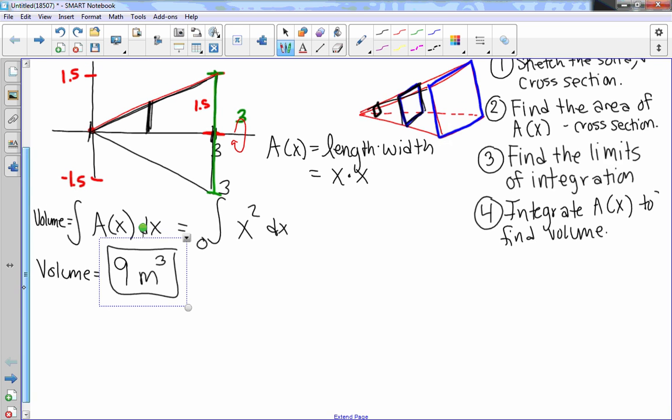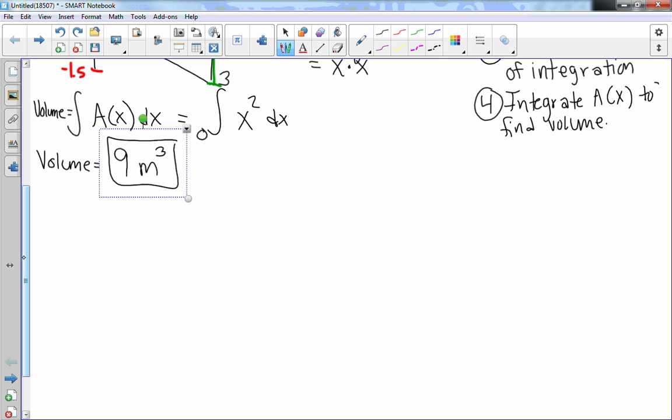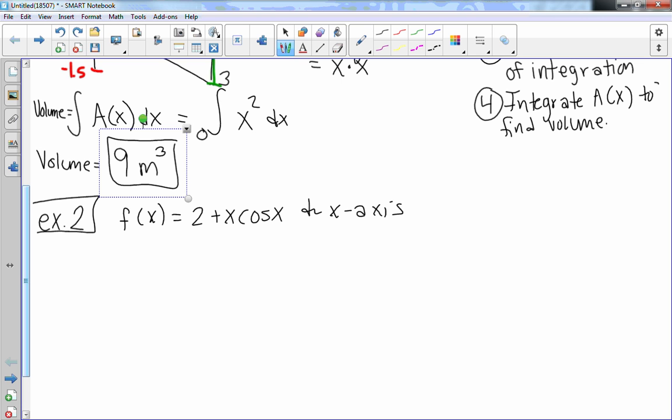Okay, one more on your line piece of paper. You can see what it looks like in your book, because that's better than I can draw it. So example 2, without skipping to the next page, we have a region, f of x equals 2 plus x cosine x, and the x-axis, bounded by the closed interval -2 to 2.